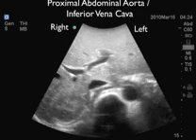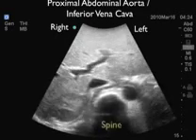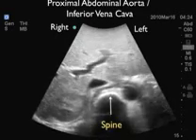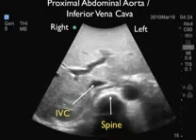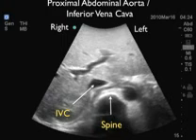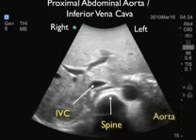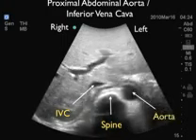This ultrasound image shows the proximal aorta just below the subxiphoid tip of the sternum. The probe is configured in a short axis orientation with the marker towards the patient's right. Our first landmark will be the spine. Notice it has a hyperechoic or bright appearance posteriorly in the image here.